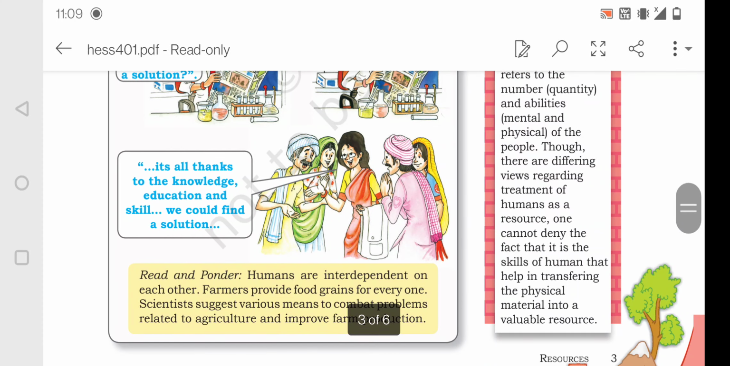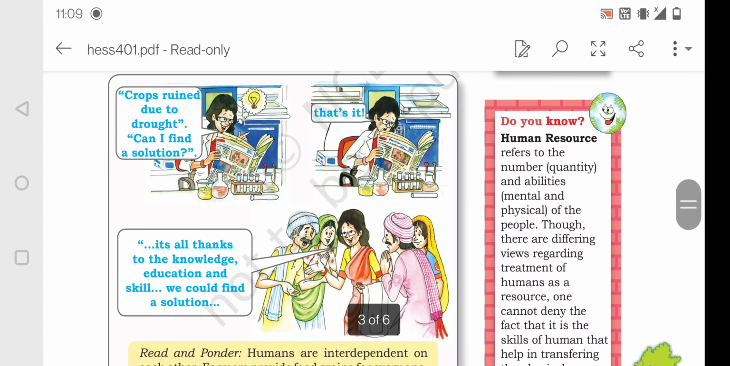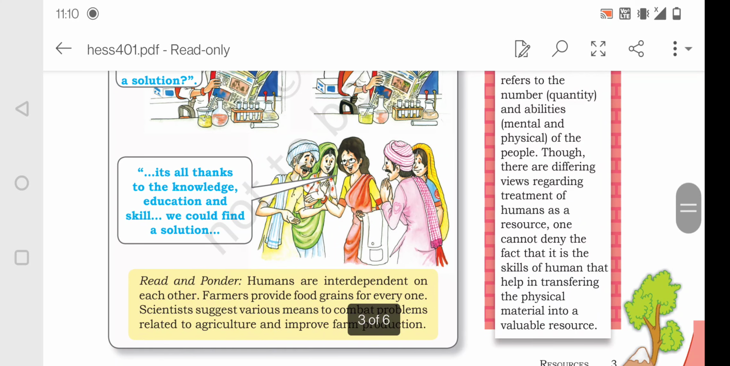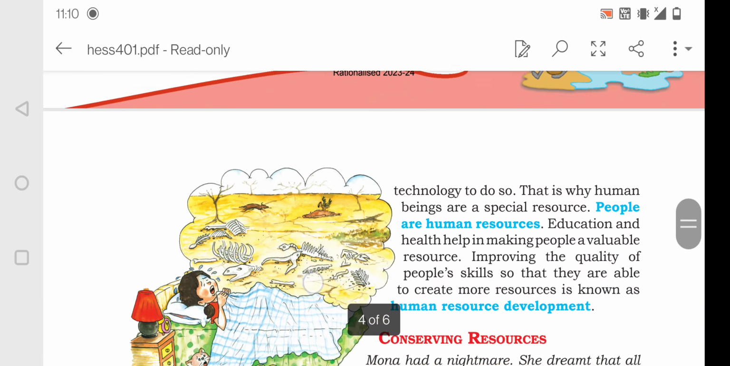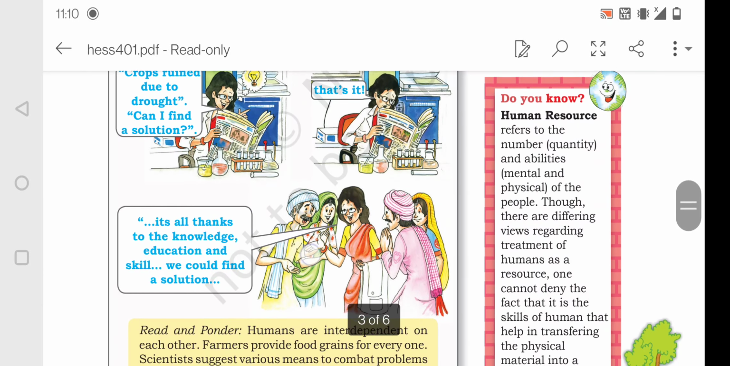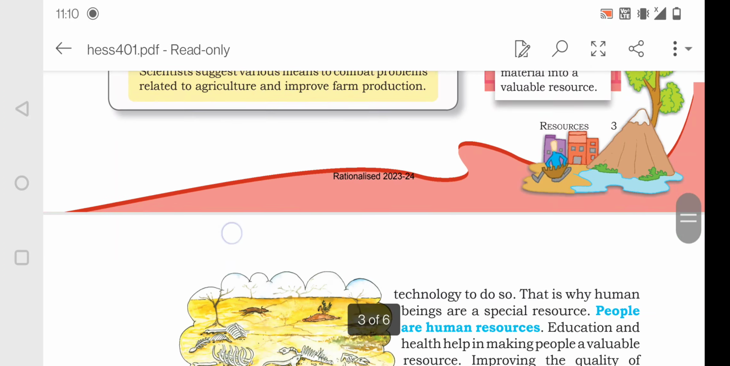Okay, and here it is also given that human resource refers to the number and abilities, both mental and physical, of the people, though there are differing views regarding the treatment of humans as a resource. One cannot deny the fact that it is the skill of humans that helps in transforming physical material into a valuable resource. Now there's a story also, you can read it and you will understand the things.